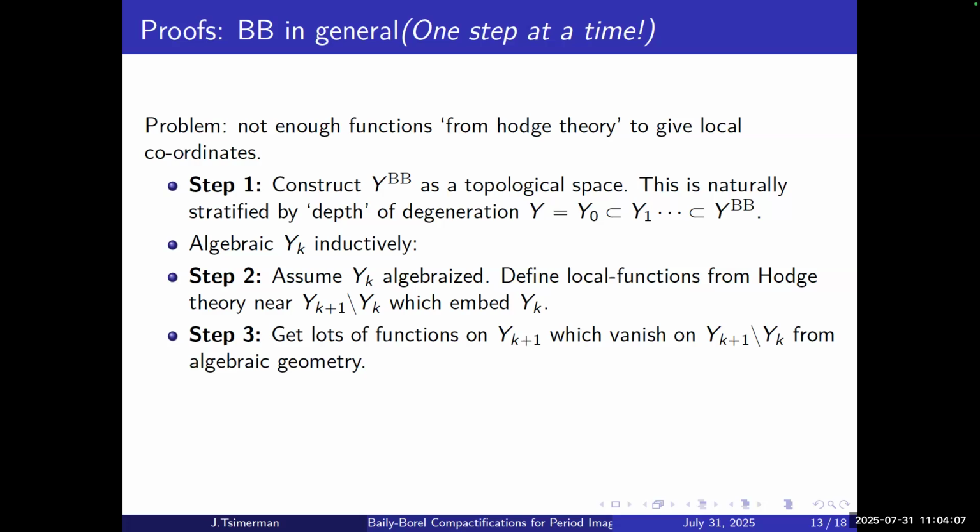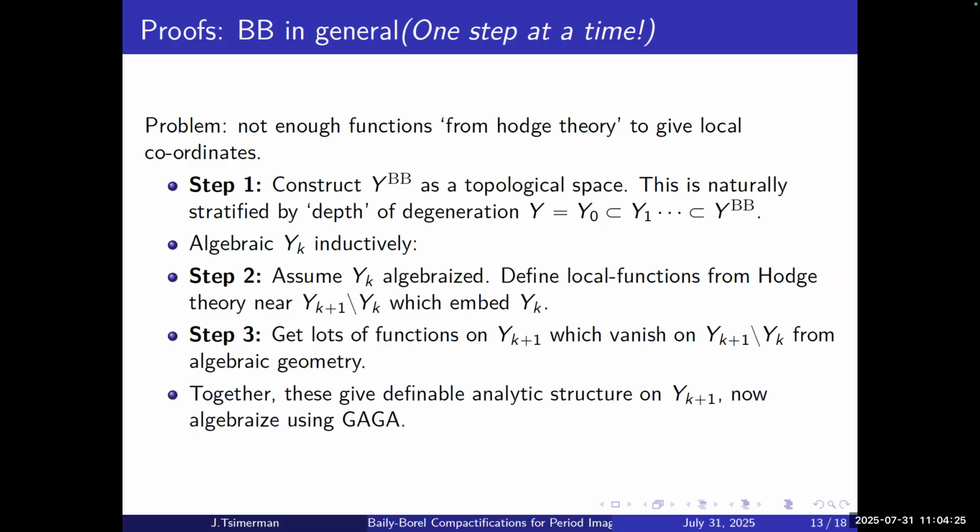So there's sort of two pieces. You add Hodge theory functions to give you coordinates on the boundary, and you add functions interiorly to embed the interior, but you have to be global, and so you make them vanish all along the boundary. Sorry, this piece is a little bit complicated. I haven't done the best job explaining it, but these are the two steps required to make enough functions. And then together, these give you your definable analytic structure. GAGA tells you algebraic, and you move on to the next step.